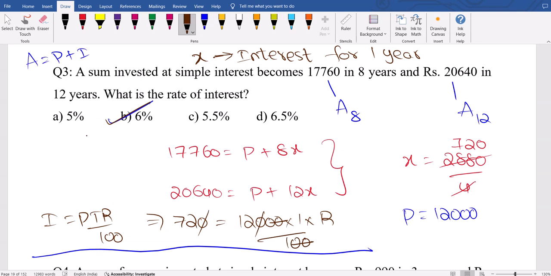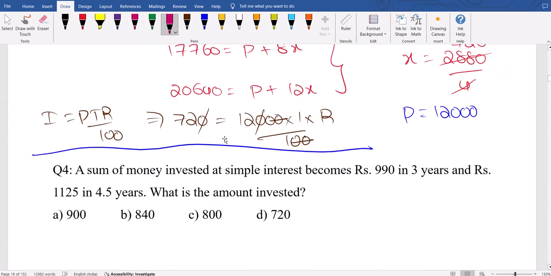This model is very much repetitive. We discuss this type of question, but with different values. Guys, I'm repeating, no question will repeat. Models will repeat. Please be clear with that. Not even a single question will repeat. But you can find it: okay, this type of question I solved.